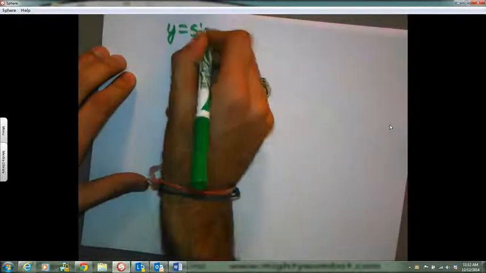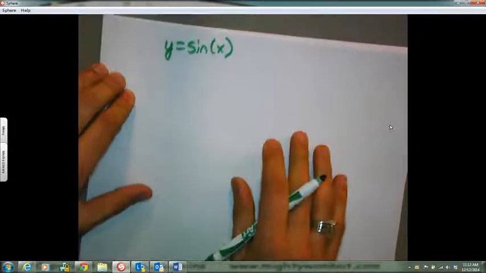So now let's look at y equals sine of x. Go for it.